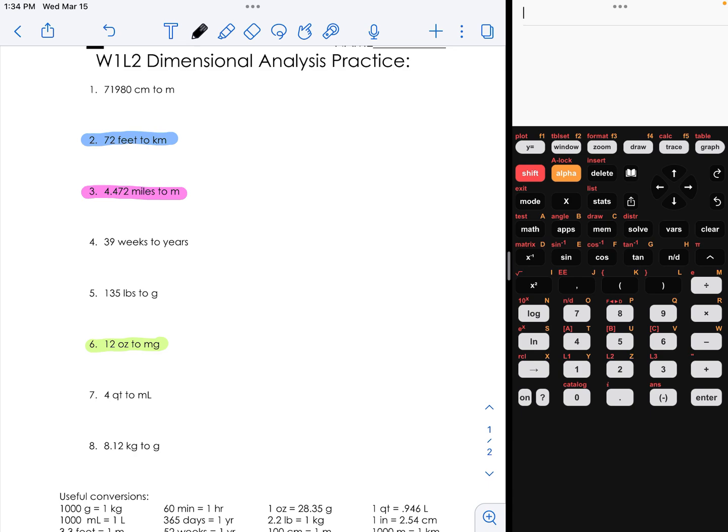Alrighty, so let's start with number 2. Remember that the first thing we want to do is define our starting point, our ending point, and then look for any conversion factors we're going to need. So go ahead and pause and try to fill that in on your own.